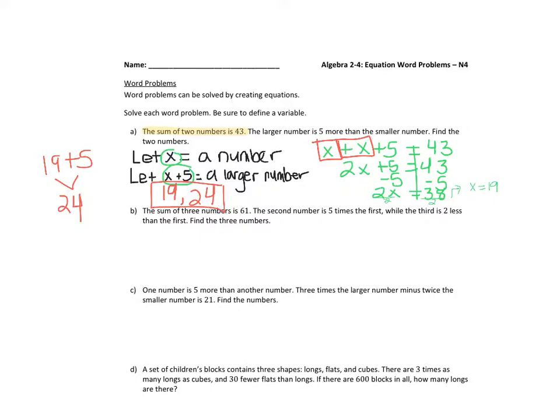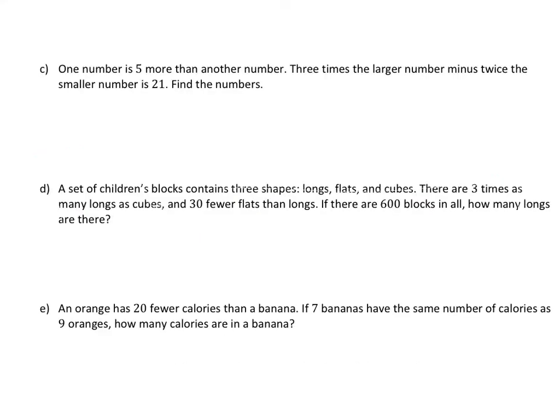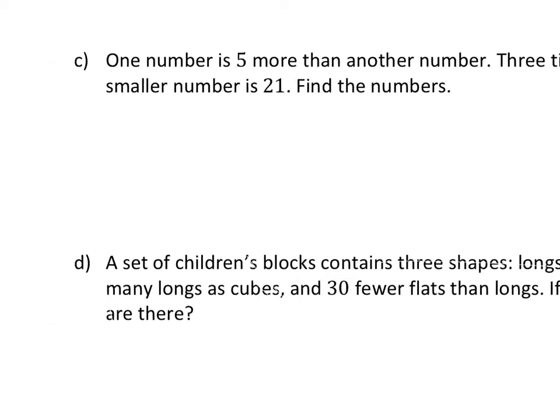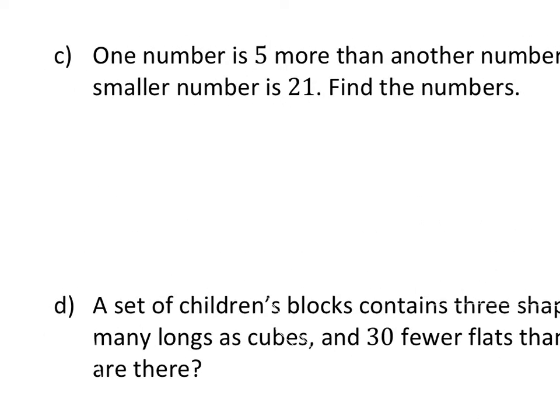Let's go ahead and look at C. One number is 5 more than another number. 3 times the larger number minus twice the smaller number is 21. Okay, so let's start with our let statements. Let's enlarge this a little bit. Okay, let's say let x equal a number, and you can use any variable you want. I like to use x more often than not, just out of habit.